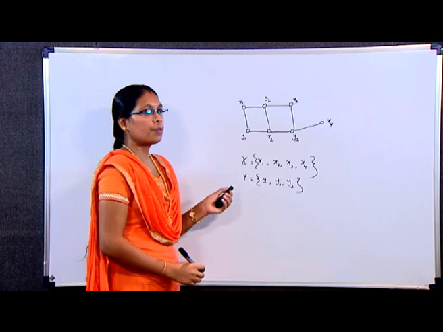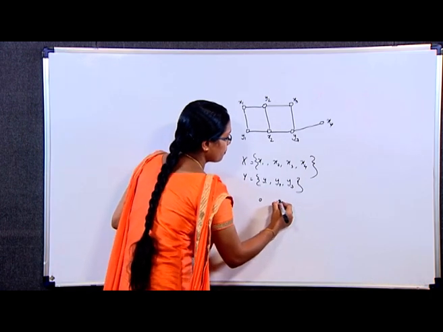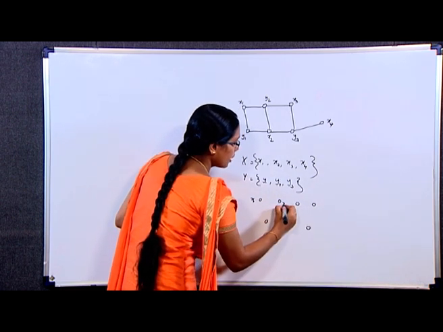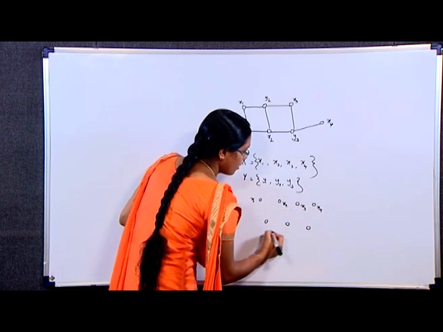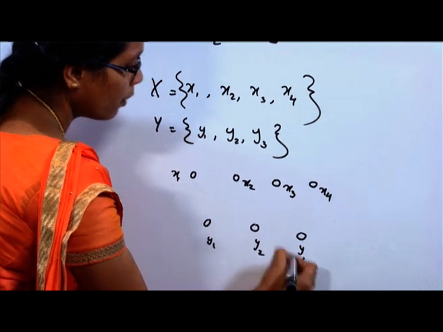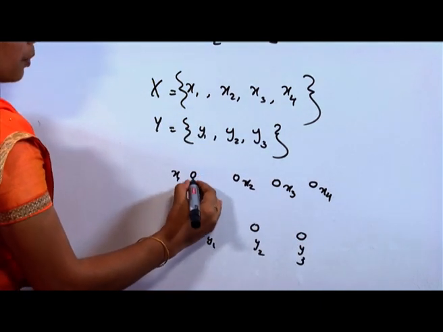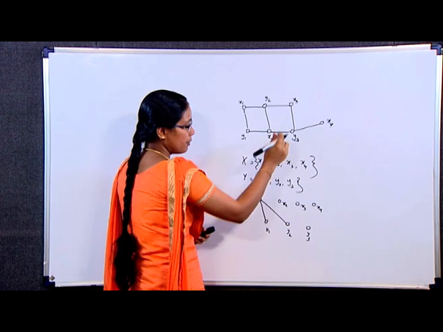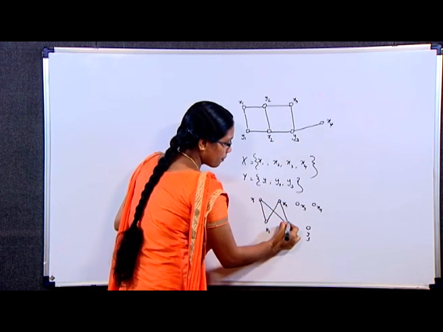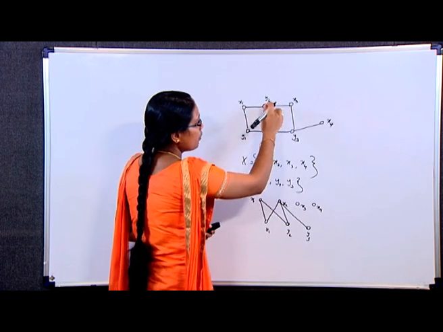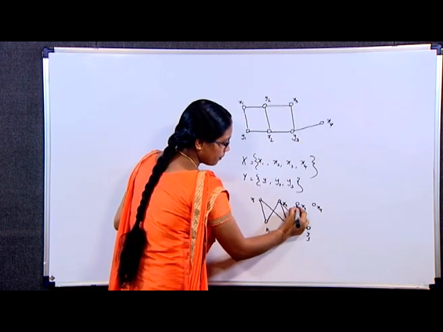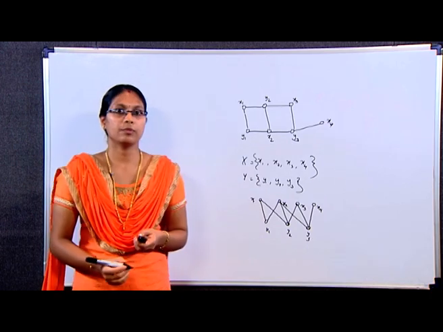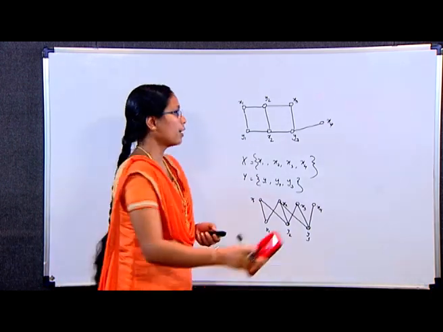This graph is redrawn as x1, x2, x3, x4, y1, y2, y3. x1 adjacent to y1 and y2, x2 adjacent to y1, y2 and y3, x3 adjacent to y2 and y3, x4 adjacent to y3. Consider the graph.